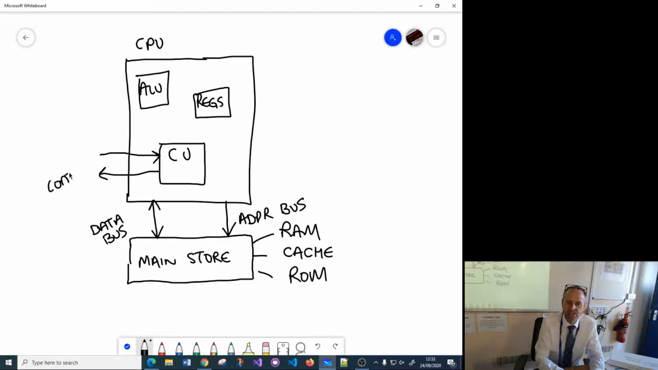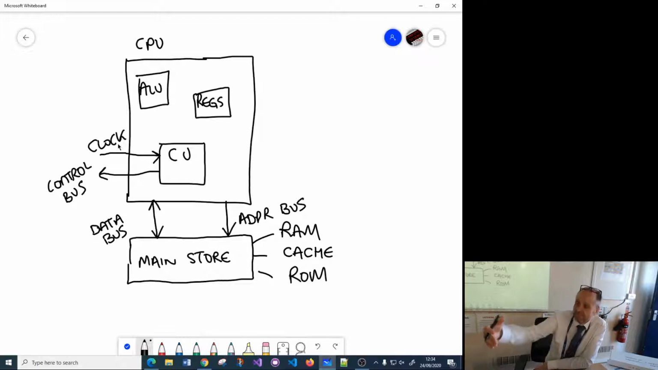So we send signals to cause things to happen. The control unit has got an overview of what it wants to do, and it says, right, that needs to happen, that needs to happen. It does that by sending signals down the control bus. Obviously very quick. But it's governed by what? And that's the input. There's an input that governs the control unit that says, oh, get on with your job. Clock. The clock says, get on.